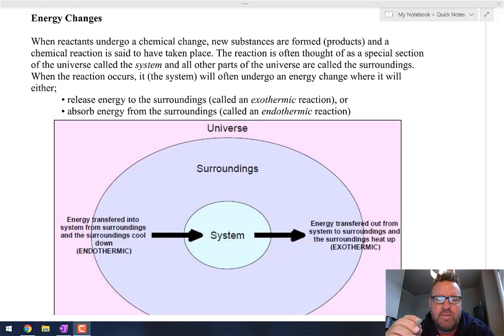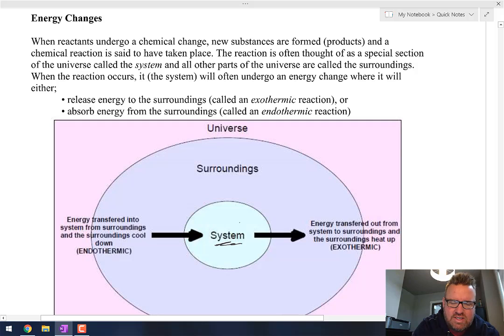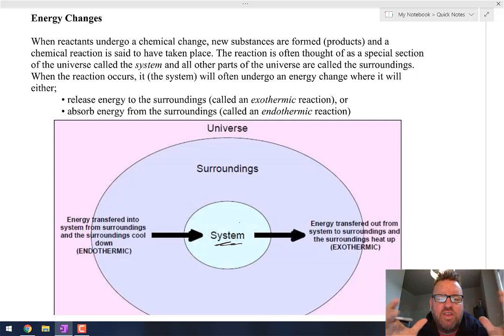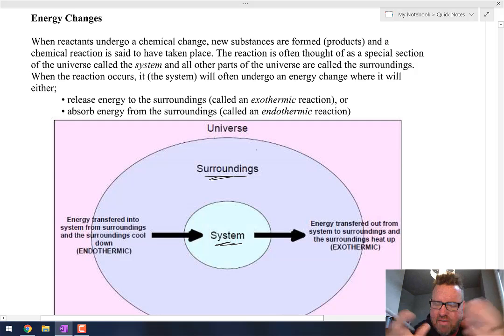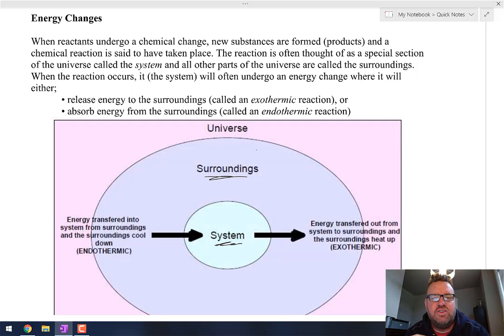Okay, now when we talk about the reaction itself, like the actual chemicals involved in the reaction, that is what we refer to as the system. Okay, so the particles, the actual atoms themselves are the system. Everything else, if it's taking place in, let's say, a beaker filled with water, then the water, the beaker, your hand, the air, whatever, everything else around the system is what's called the surroundings, okay? So the reaction itself is called the system, and then everything else that could possibly touch or be a part of that is part of what we call the surroundings, okay?